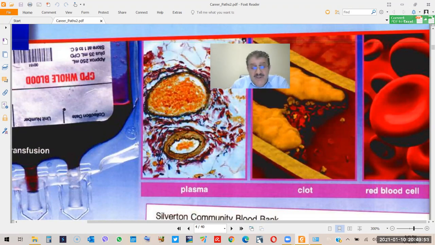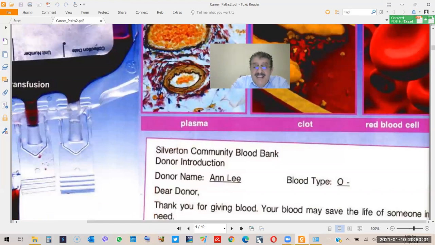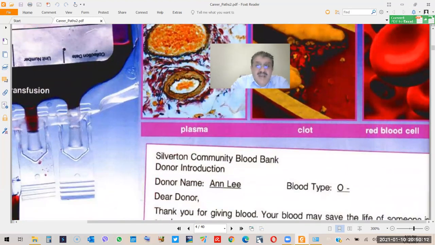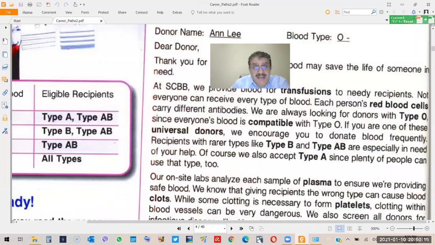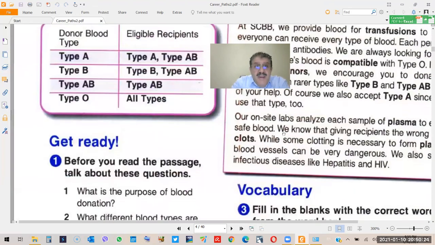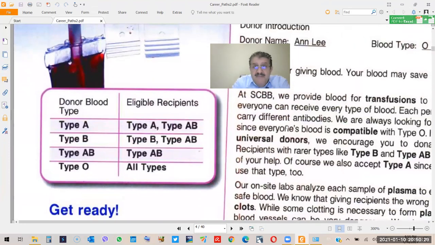Of course, this is according to my knowledge, and this is what I studied when I was in high school anyway. But it is very important, and I want you to concentrate on the expressions used here, or the terminology: plasma, clot. And we have, for example, blood transfusion. What does it mean? You have to know universal donor, plasma, platelets. So these are the words. Now we have some questions, or some facts, about blood donation.